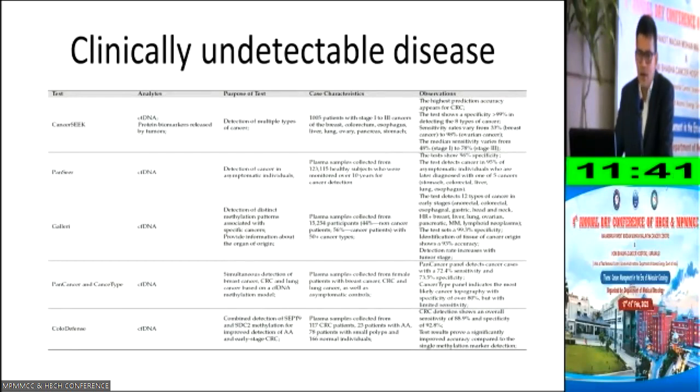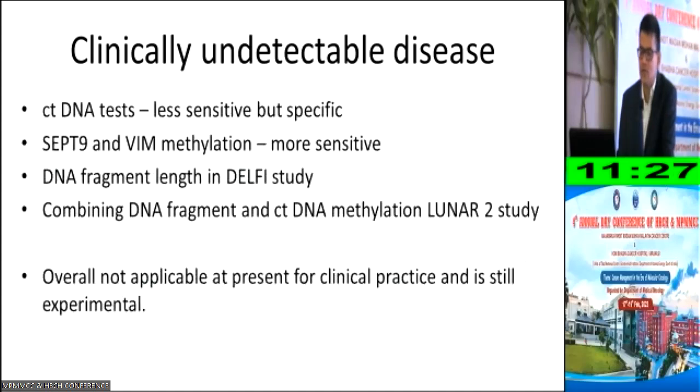And the highest prediction accuracy, that is specificity, is almost 99%. If you get a positive test, the chance of having cancer, that positivity is highest for colon cancer, but sensitivity is lower. If I have to summarize, in clinically undetectable disease, the ctDNA tests are less sensitive. Sensitivity ranges from 70 to 80%, which is not good enough. Sensitivity should be high, specificity should also be high, and there is no such screening test actually.